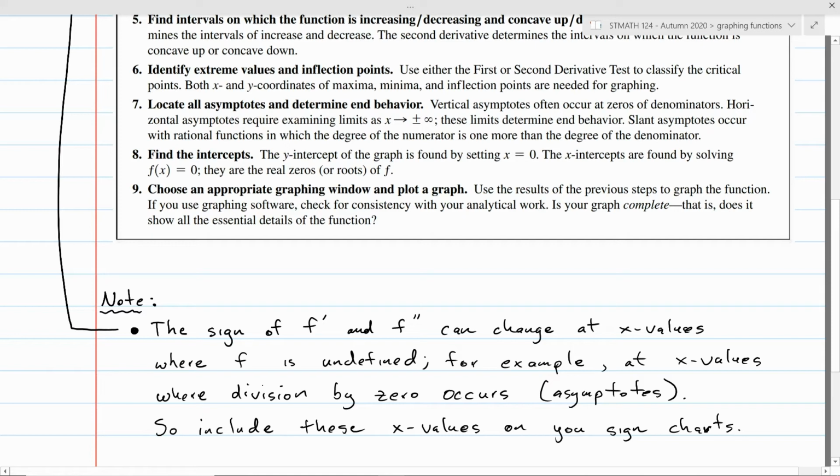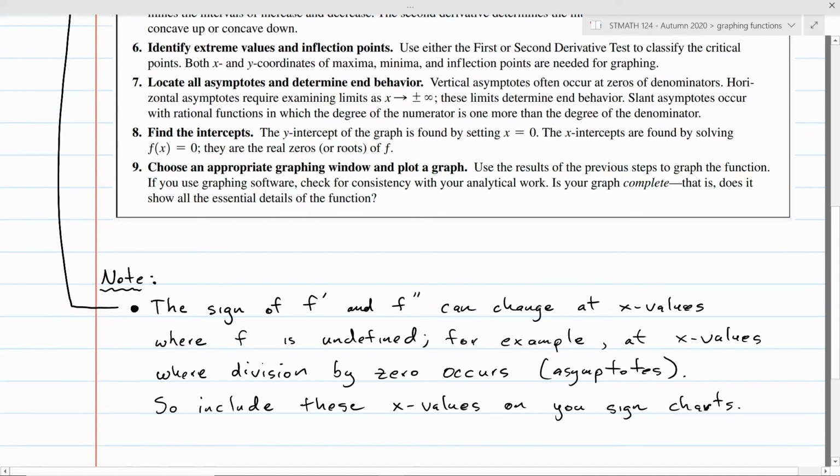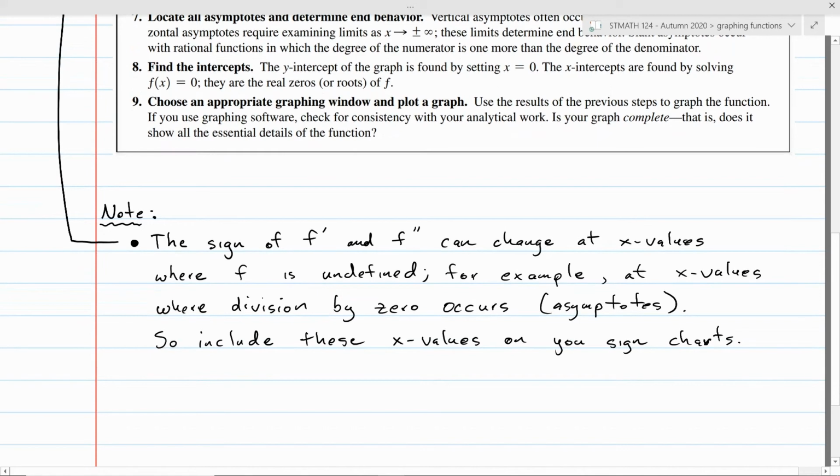In behavior, you think about what happens when you plug in a really big value of x, either positive or negative, and you want to think about whether you're having a horizontal asymptote or is the function just going off to infinity. Finding the intercepts gives you a little bit of information about pinpointing how the graph looks.